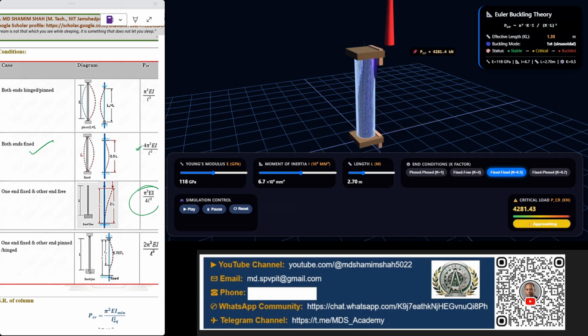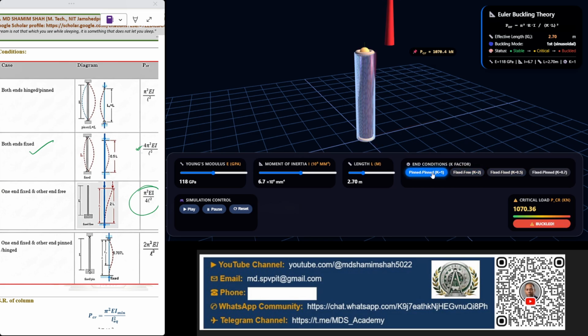4281. Now for which case do we get the minimum P critical? For this one, divided by 4: one end fixed and another end free. Currently the maximum P critical for the fixed case is 4281, and for this case we are getting 267. So you get the minimum P critical for this case and the maximum for that case.